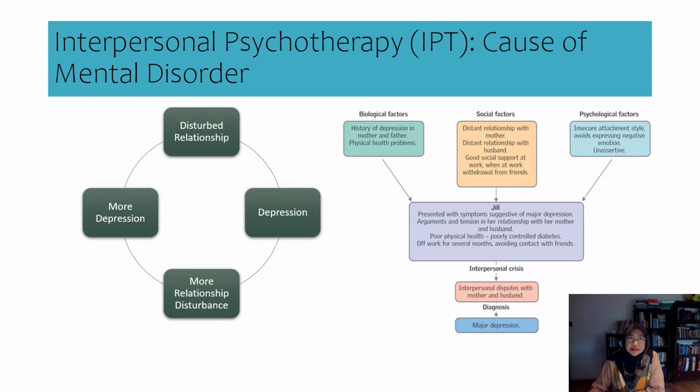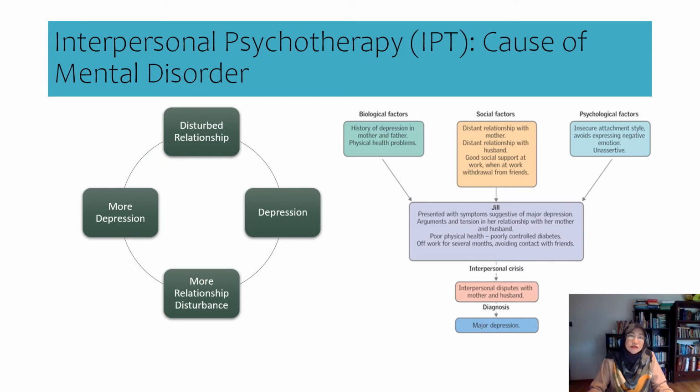Now, this is a framework by interpersonal psychotherapy that explains the cause of mental disorder. So basically, disturbed relationships can cause depression. Depression can cause more relationship disturbance, and more relationship disturbance can cause more depression, and more depression can cause a disturbed relationship.